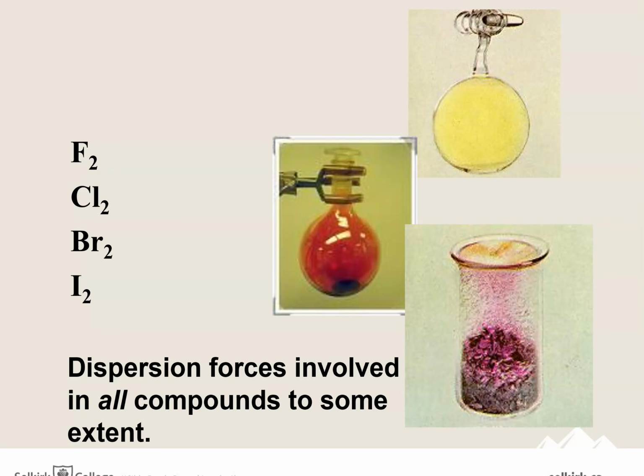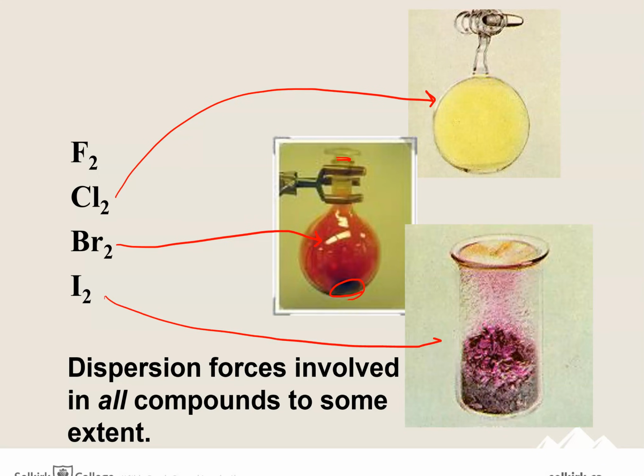So continuing on this trend, here are all the halogens. Fluorine is a gas at room temperature. Chlorine is a gas. Bromine is one of 2 liquid elements, although you can see it's pretty volatile. In the sealed flask, it puts a lot in the vapor phase. And iodine is a solid. I hope that trend makes sense.